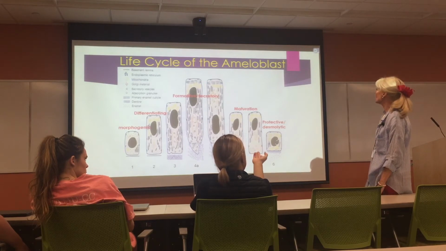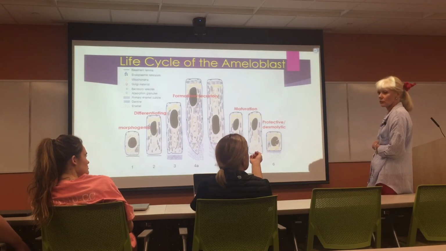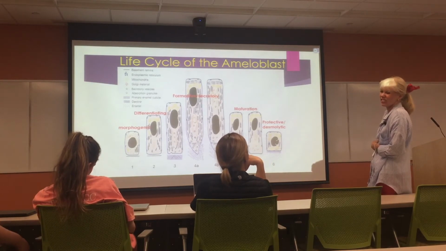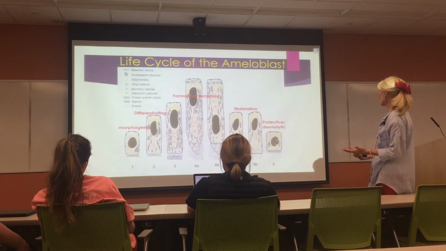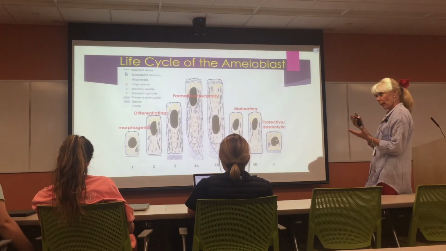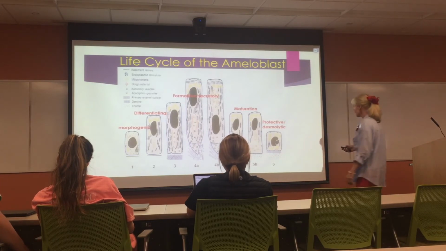I was under the impression of morphogenic, differentiating, formative, secretory, matrix. But the same cell is doing that. It's not like one happens before the other. First, we're gonna make that Nasmyth's membrane and the reduced enamel epithelium and everything.